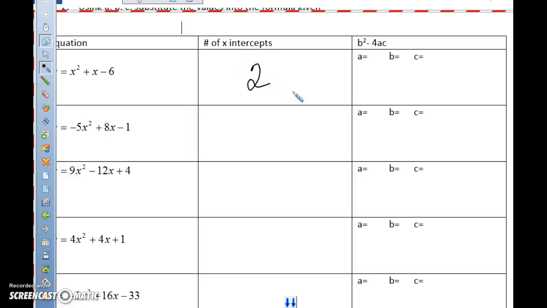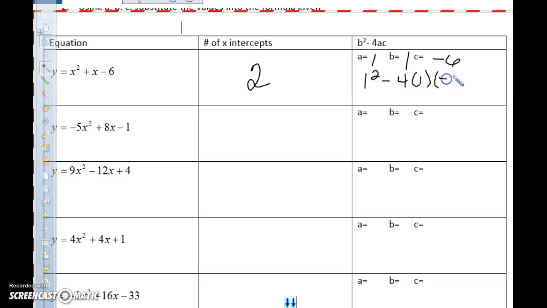There's a little formula on the right-hand side, b squared minus 4ac. If I look at this equation, what is a? 1. What's b? What's c? And I'm just going to plug it into this formula. So I have 1 squared minus 4 times 1 times negative 6.